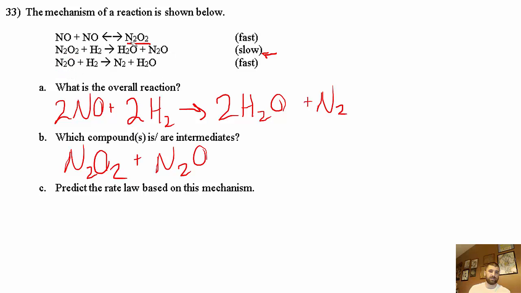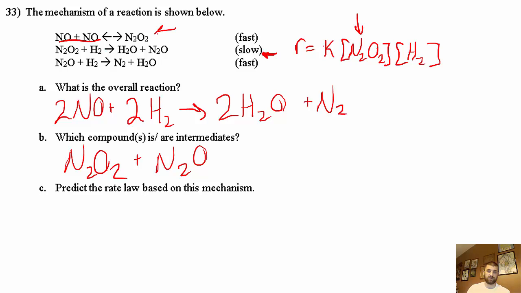All right, so now here comes a little bit more tricky part. Predict the rate law based on this mechanism. So because the slow step is the rate determining step, we know that the rate for the whole reaction is going to be R equals K N2O2 times H2. But again, N2O2 is an intermediate, so we've got to solve for N2O2 in terms of a reactant that's not an intermediate. So we're going to take a look at this first reaction.